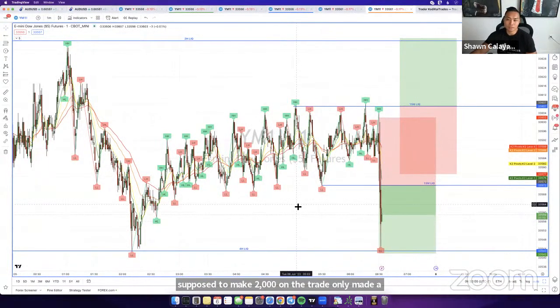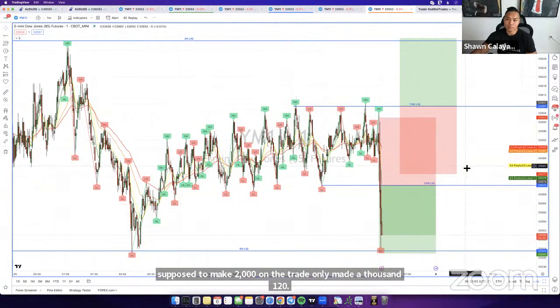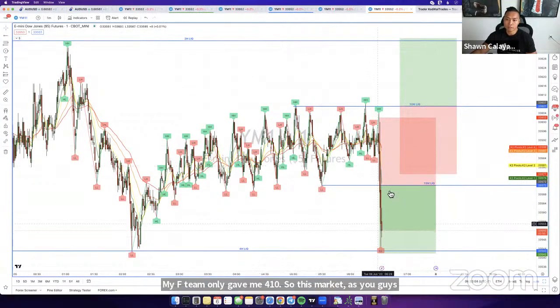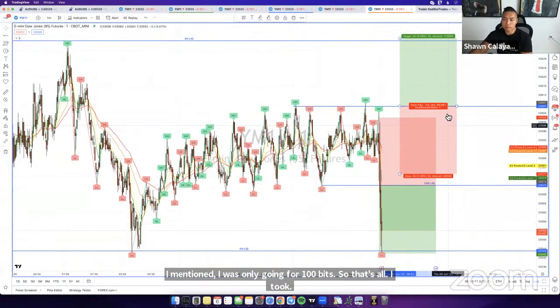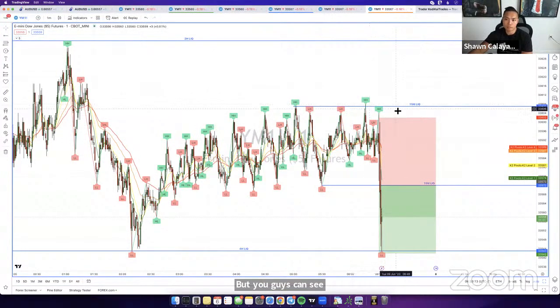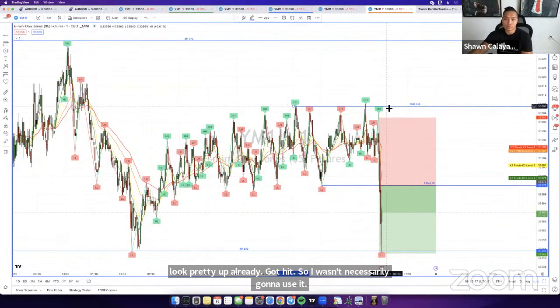So this market, as you guys can see, is a crazy market right now. It's not very much volatility and then random spikes. The trade's still technically running right now, but as I mentioned, I was only going for 100 pips, so that's all I took. But you guys can see the liquidity here got hit. This liquidity up here already got hit, so I wasn't necessarily going to use it. I was just marking it up to see if it would hit that area, but I wasn't necessarily taking it.